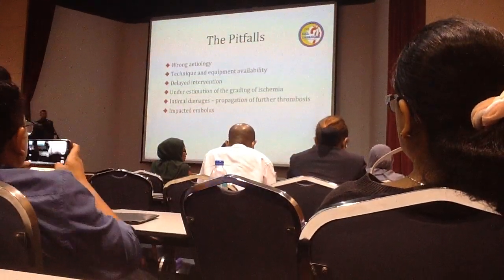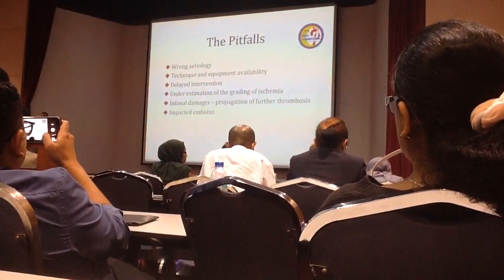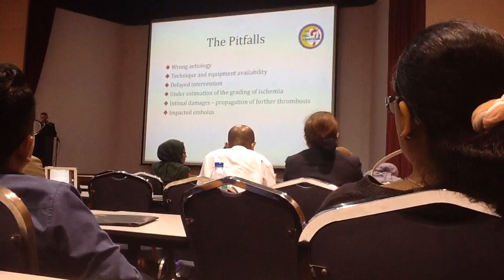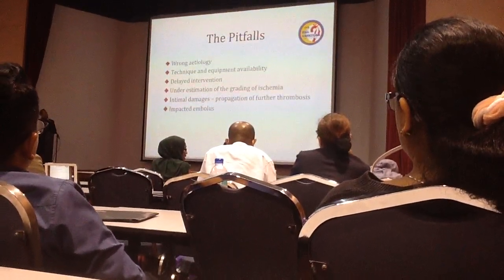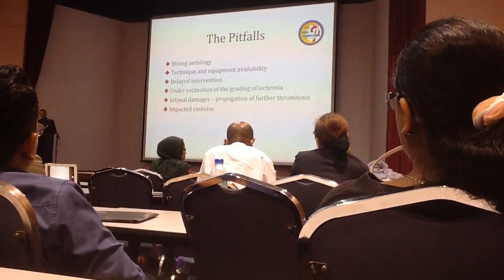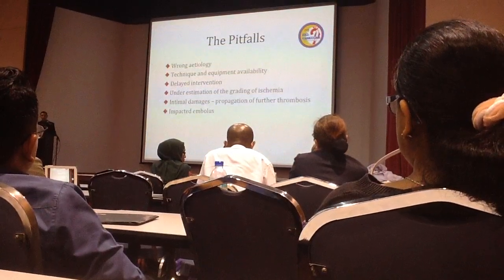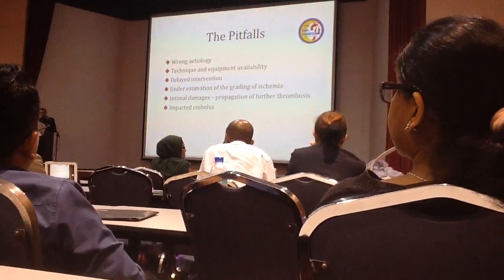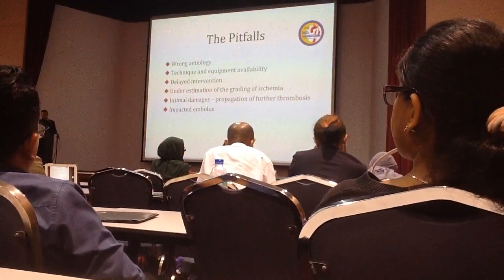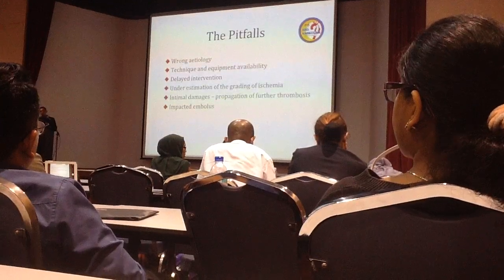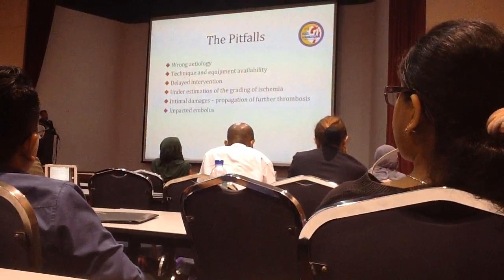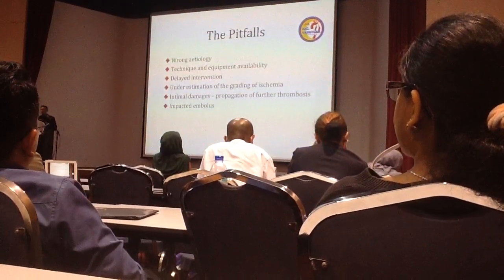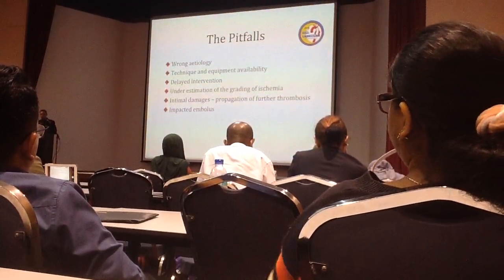Okay, what are the pitfalls? Why does your embolectomy sometimes fail? These are the possible causes, the pitfalls of embolectomy. It can be because of the wrong etiology. The patient may have a ruptured plaque, and then the plaque dislodged in the femoral artery. So you try to do embolectomy, but sometimes the plaque is very hard and difficult to retrieve, so your embolectomy may fail to establish blood flow to the limb.